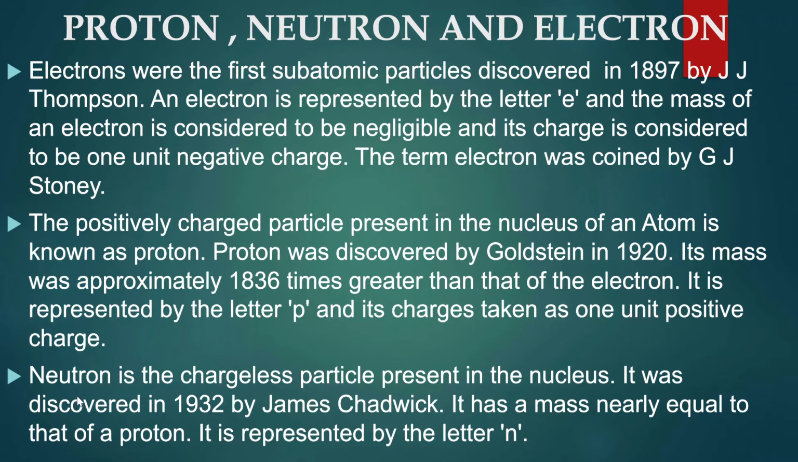The third subatomic particle, that is the neutron, is the chargeless particle which is present in the nucleus. It was discovered in 1932 by James Chadwick. It has a mass nearly equal to that of a proton and it is represented by the letter small n. And these protons and neutrons together are termed as nucleons, which are present in the nucleus of an atom, and the electrons are found revolving around the nucleus in shells or orbits.